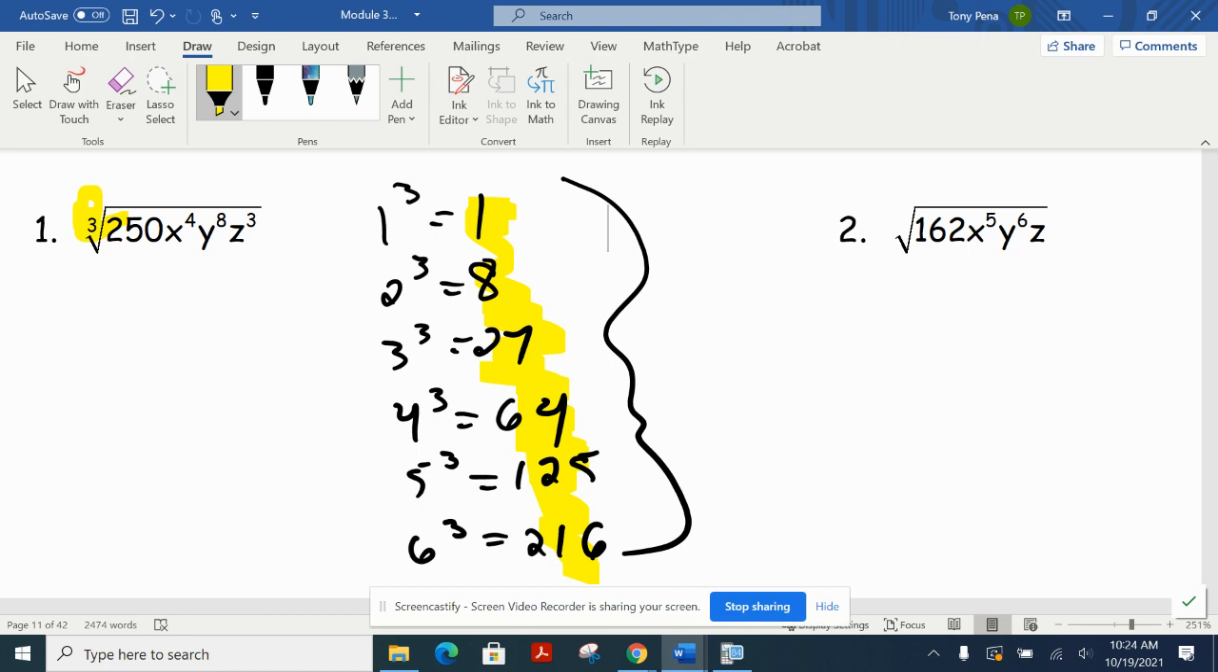Well said. So 3 cubed is 125. Look at my list. See the 125? Then it's 5. So this is 5.